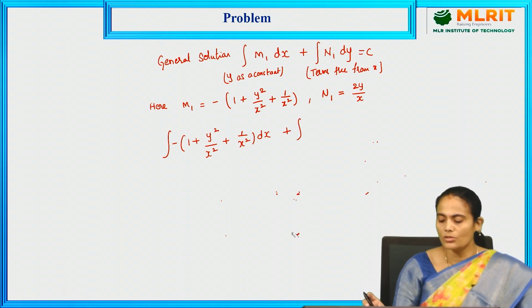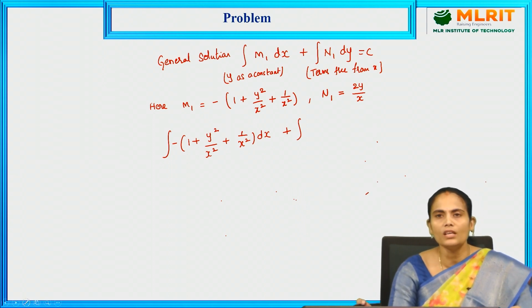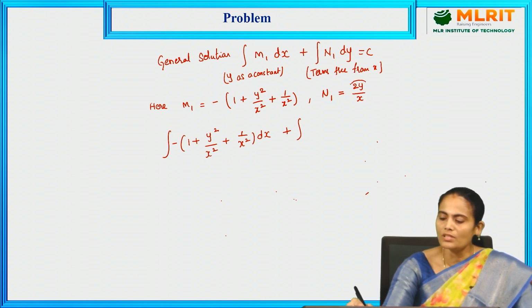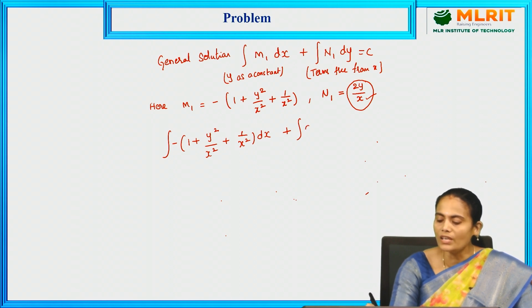integral of n1. What is the condition we have on n1? You have to take the terms which do not contain x. So observe the function n1 here. On n1 we have an x term included, so you have to consider n1 as 0 here. 0 dy is equal to c.